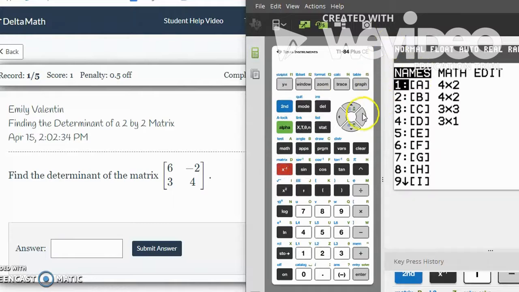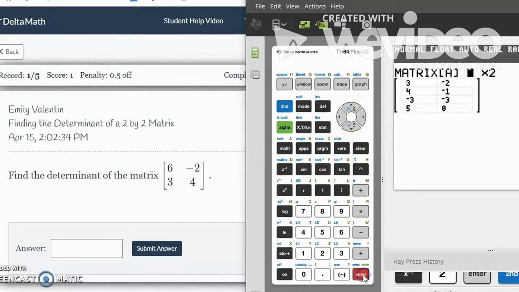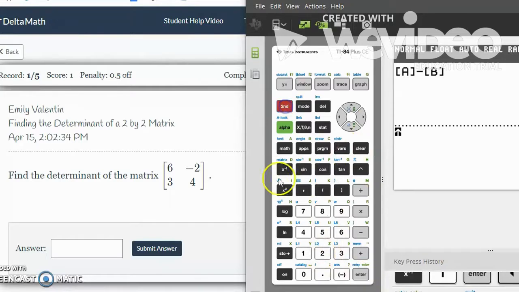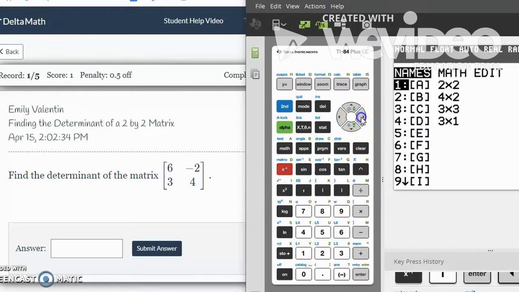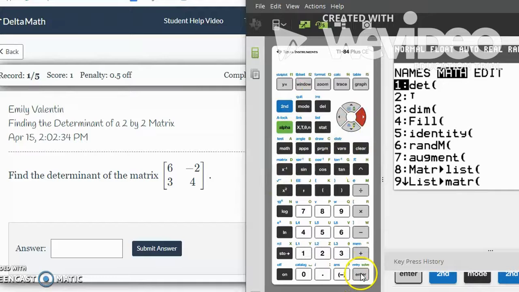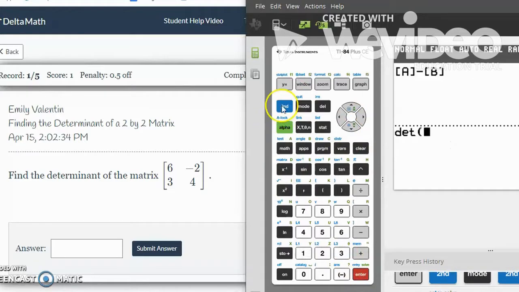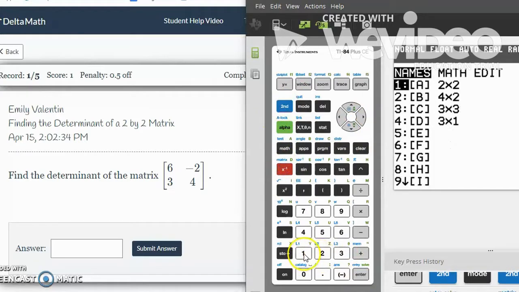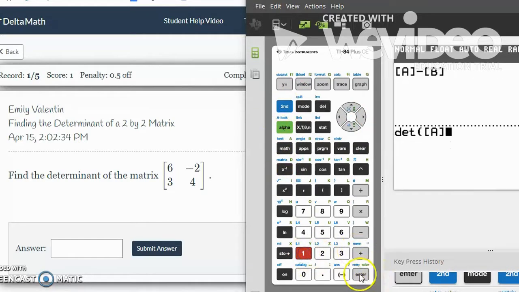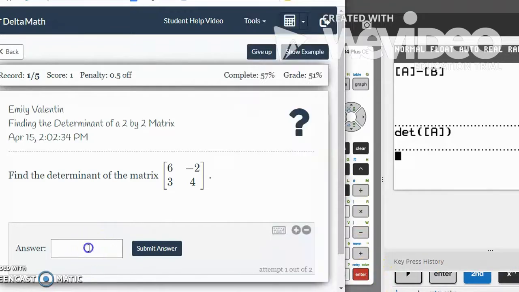Go into matrix, edit. I'm just going to go ahead and use matrix A again. This time it's a 2 by 2. And second matrix, scrolling over to math. The first one is determinant. I can click on that. And then second matrix, I have to tell it which matrix to take the determinant of. And I'm picking A, and it tells me 30.